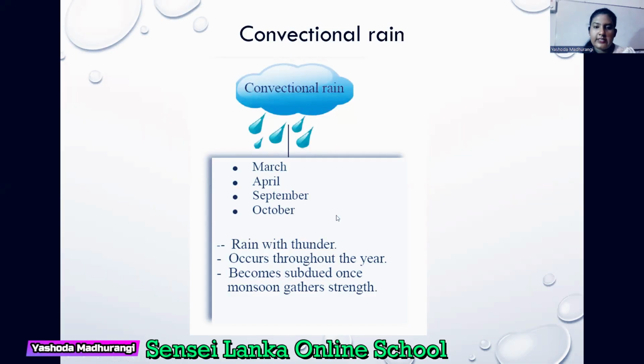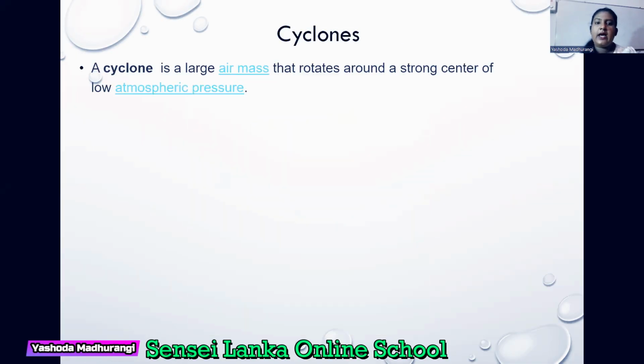What is the last rainfall pattern? Cyclones. Actually, nothing big. Cyclone is a very strong wind that comes with rainfall. It is very dangerous, disastrous. A cyclone is a large air mass that rotates around a strong center of low atmospheric pressure. No need to remember everything. Remember, cyclone is a strong wind, comes with rainfall.